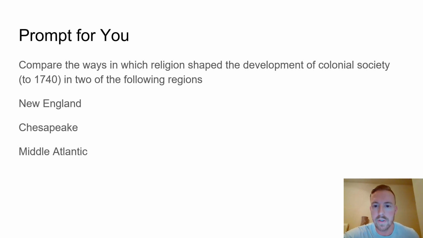Compare the ways in which religion shaped the development of colonial society up to 1740 in two of the following regions: New England, Chesapeake, or the Middle Atlantic. Again, choose two of those regions and develop your own thesis statement. This was a prompt used a few years ago in the AP exam, so it's a great way to test your readiness for doing that.